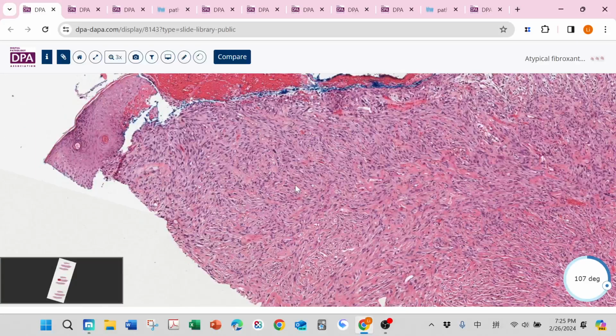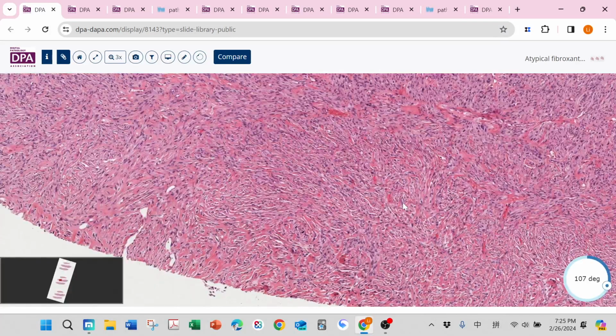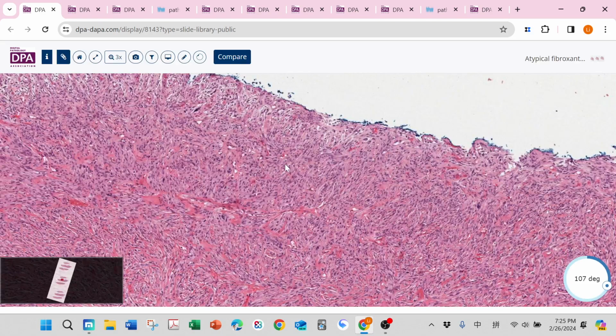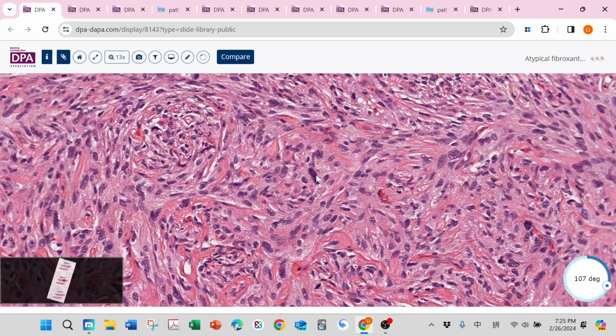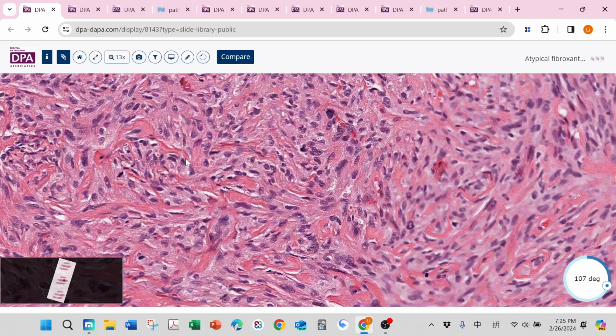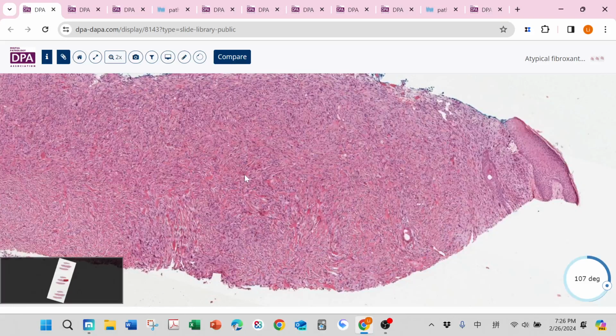So basically, still haphazard growth of these spindle cells. You do not see any glandular structure, just these high-grade looking pleomorphic hyperchromatic cells. Just remember to do the immunostaining to rule out other malignancy. Then you can call AFX.